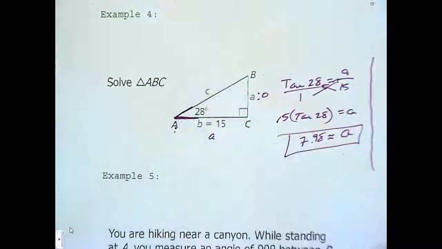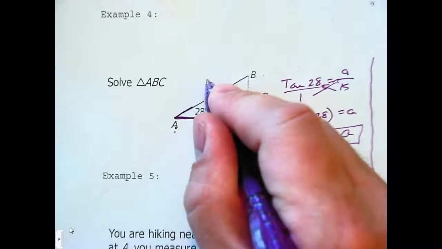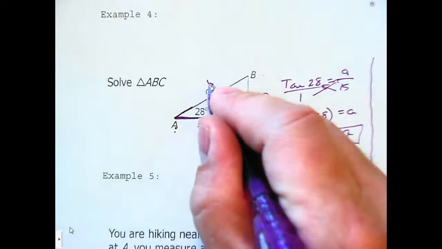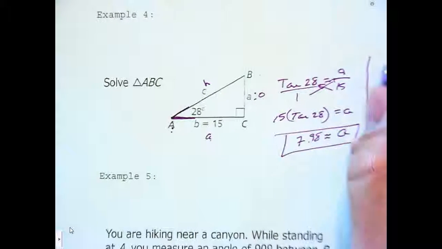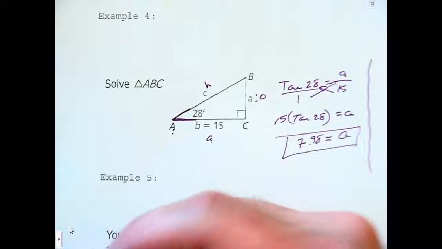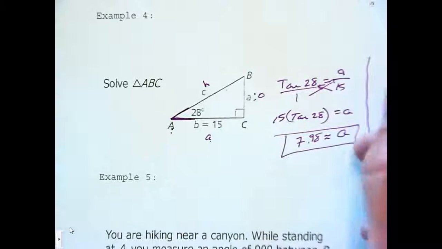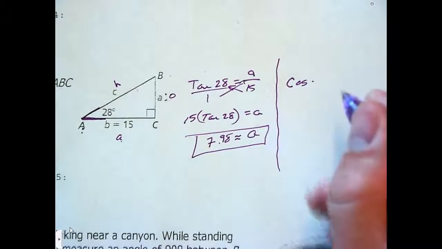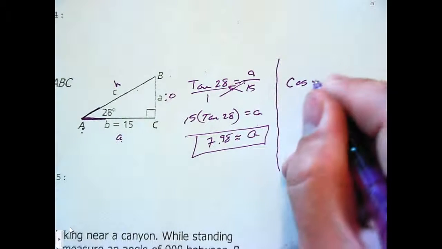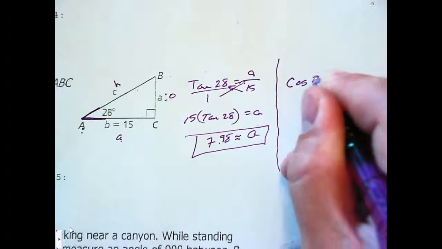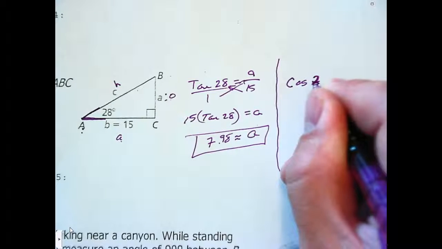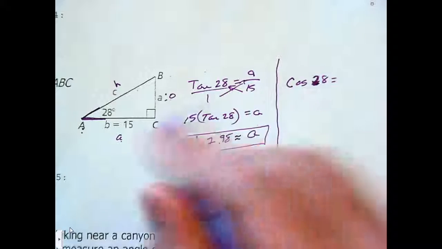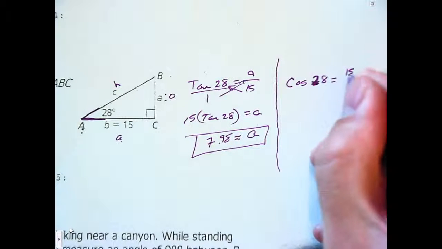Now, if I want to find c, that's my hypotenuse, and I do actually have adjacent and hypotenuse. I could use a few different functions there, but adjacent and hypotenuse is cosine. Cosine of 28 is equal to 15 over h.